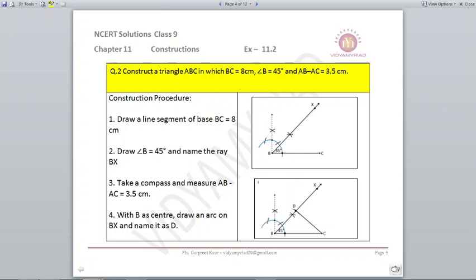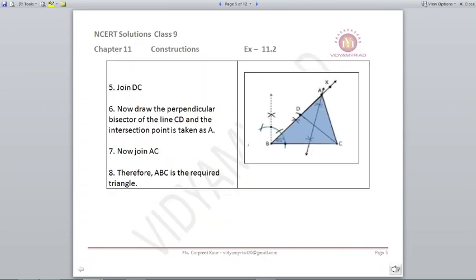Join DC, and on DC again, taking D and C as center points, you will construct the perpendicular bisector of it. Wherever that line meets DX, that point is known as A. Join AC, and the required triangle ABC is formed.